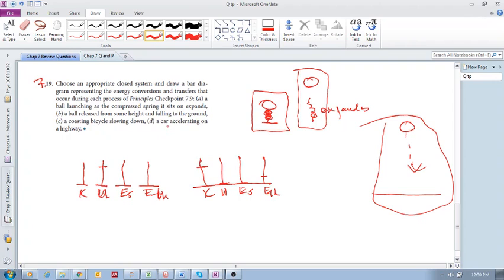Then, C, a coasting bicycle slowing down. Let's just replace these back to original. Just imagine that that's a straight line, use your imagination. So a coasting bicycle slowing down. Coasting means that there's already some kinetic energy in the bicycle, but it's slowing down. So the kinetic energy is being converted into thermal energy. It's slowing down, so this goes down, but then the thermal energy needs to go up, right? Because that's how it slows down, via the brakes, via friction. So the thermal energy increases and the kinetic energy decreases. All right? Okay. Next one.